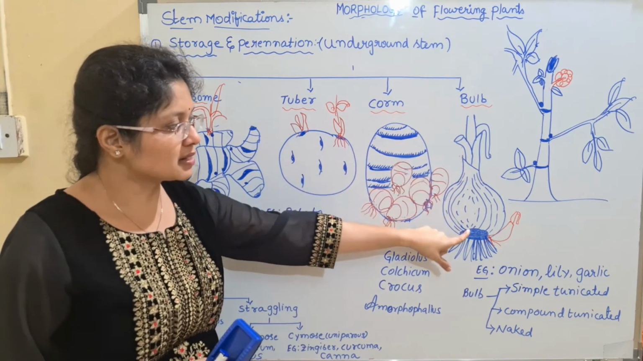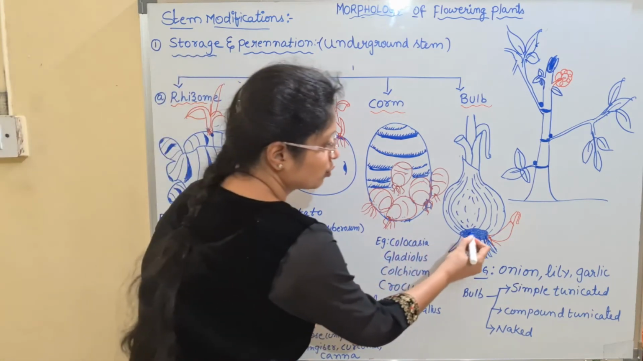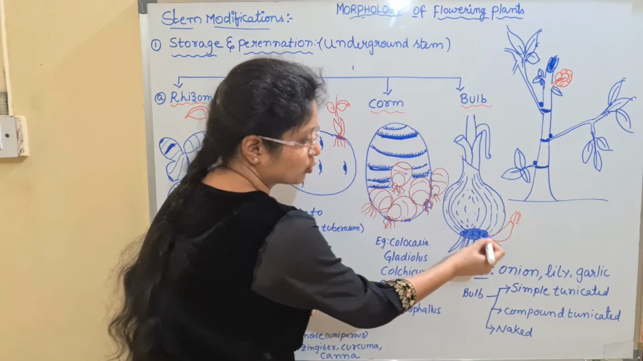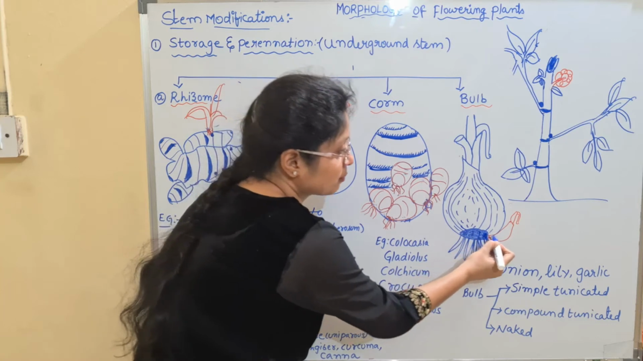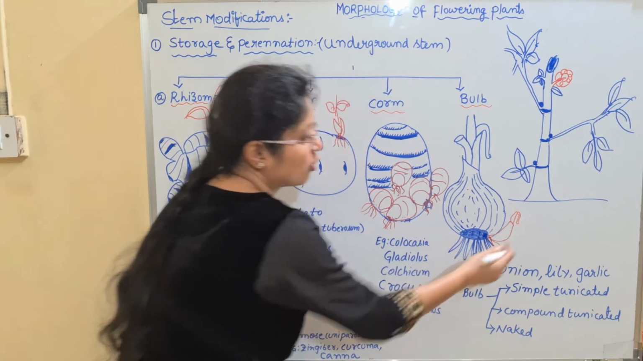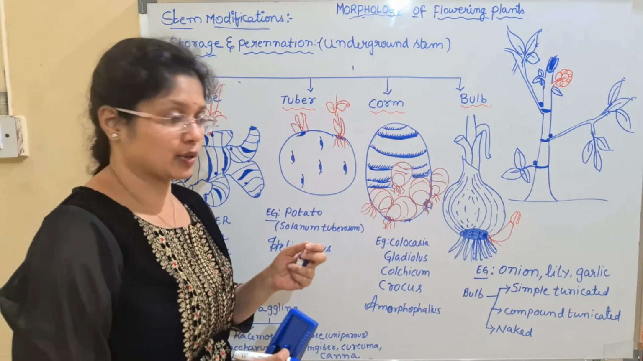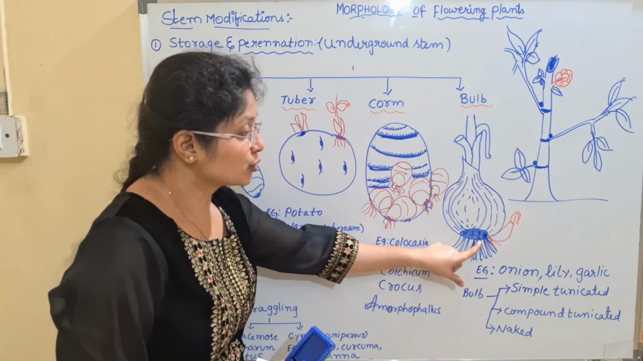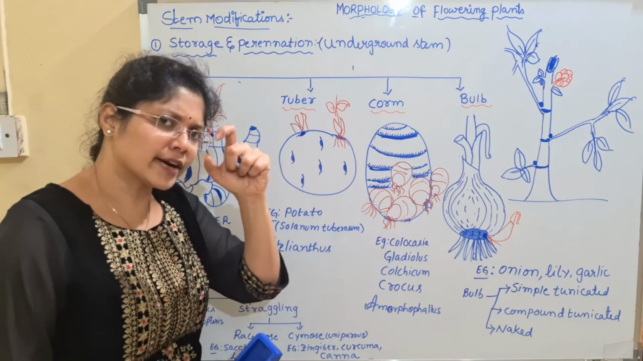So leaves are present here. Then where are the nodes and internodes? If you see here, this is the reduced stem. It will have some nodes and internodes. So wherever there is a node, you can see the formation of a bud, and from that bud you can see the formation of a new bulb. Okay, it's called bulbels or bulblets, you can call it. So these bulblets or bulbels are mainly produced from the nodes that are present on the reduced stem.